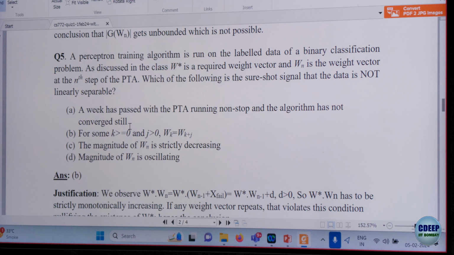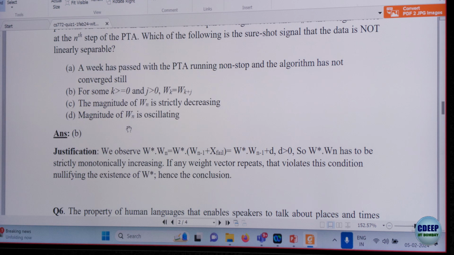Why is B a sure-shot signal? This is because of this. We observe W star dot Wn is equal to W star dot Wn minus 1 plus x fail. You went into Wn because Wn minus 1 failed for some vector x. So this is equal to W star dot Wn minus 1 plus d, where d is positive, because W star is the required vector. Its dot product with any vector will have to be positive. Remember the perceptron training algorithm. So W star dot Wn has to be strictly monotonically increasing.